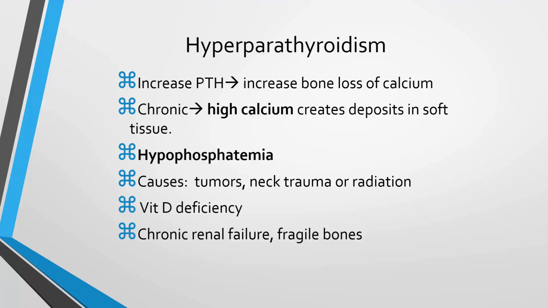Now, you diagnose this with serum calcium levels, which usually exceed 10 milligrams per deciliter. The normal values are 8.4 to 10.2, and phosphorus levels that are low, less than 3 milligrams per deciliter, and the normal values are 3 to 4.5.